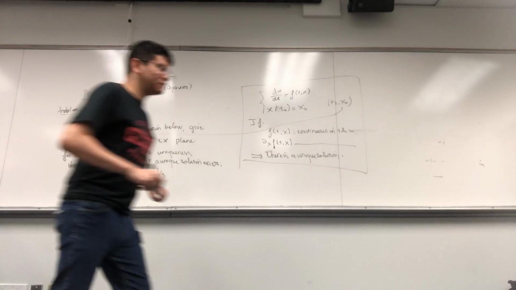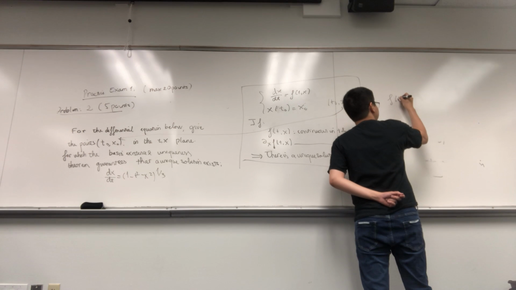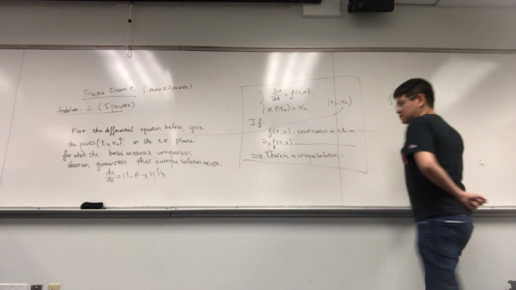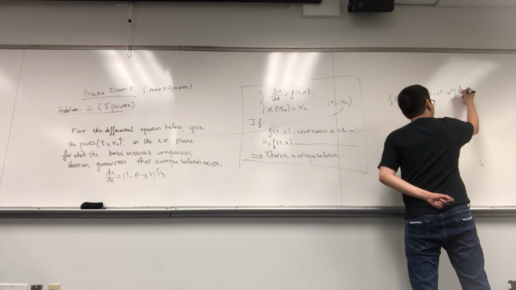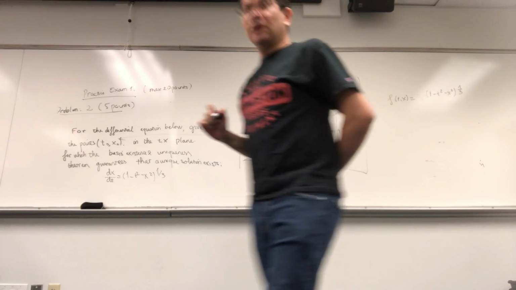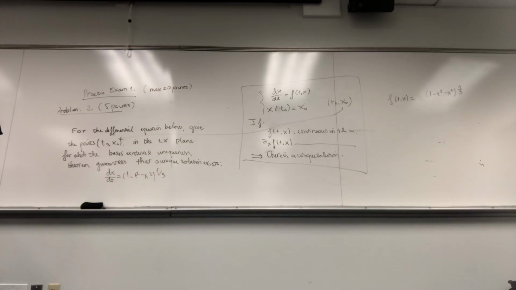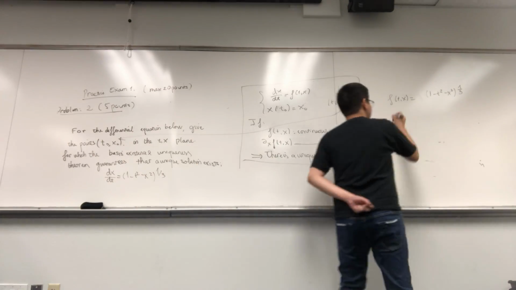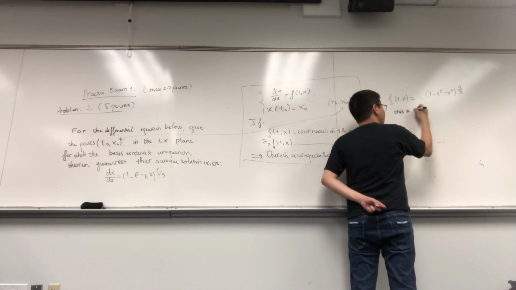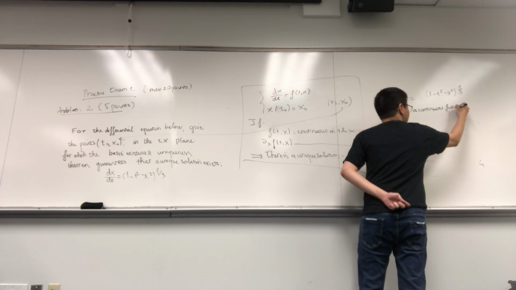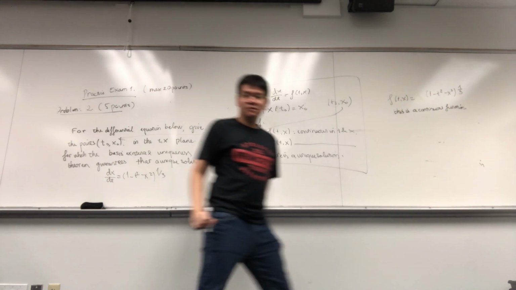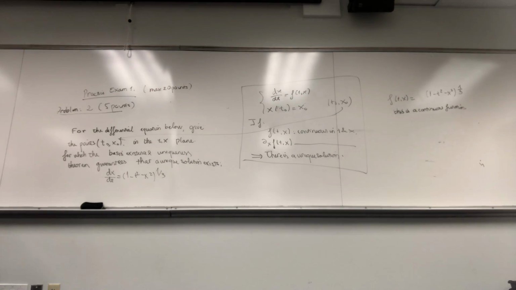In this case, the first step is to compute f(t,x), which is (1 minus t squared minus x squared)^(1/3), right? So this is a continuous function. This function is continuous because it's polynomial, and you have a fraction which is positive.